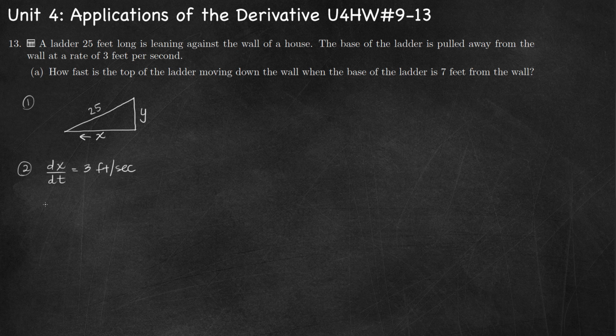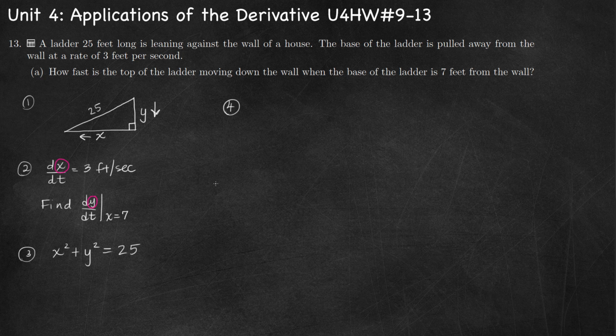Now we're trying to find how fast is the top of the ladder moving down the wall. So we want to know how quickly y is changing with respect to time. We're going to find dy/dt at the instant when the base of the ladder is 7 feet from the wall. That's describing x. So at the instant when x is equal to 7. Now what we need is an equation that relates our variable x and our variable y. And we can get that using the Pythagorean Theorem. I have a right triangle here, so I know that x squared plus y squared equals 25 squared.